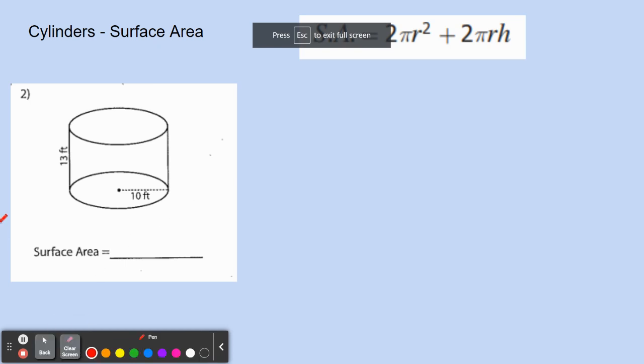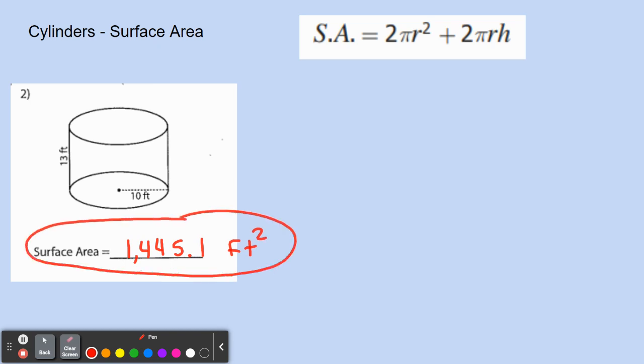So our surface area is 1,445 and 1/10 square feet for our solution.